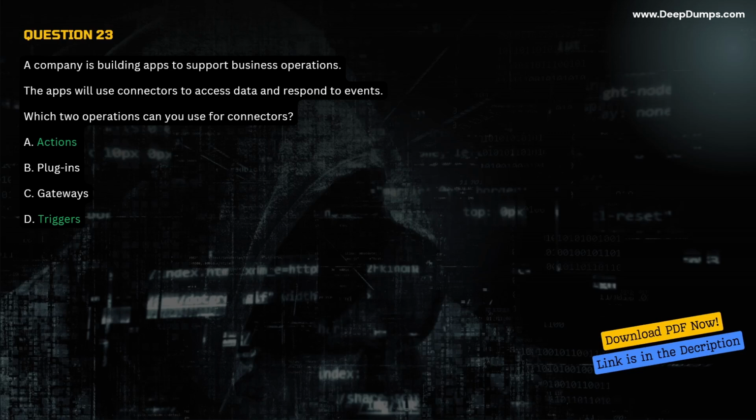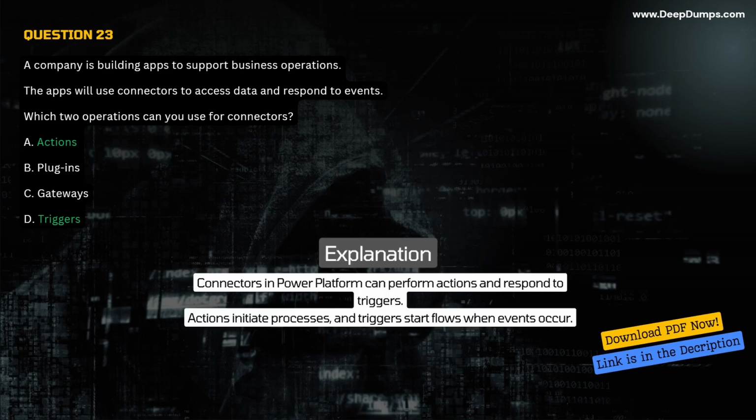Actions. Triggers. Explanation. Connectors in Power Platform can perform actions and respond to triggers. Actions initiate processes, and triggers start flows when events occur.